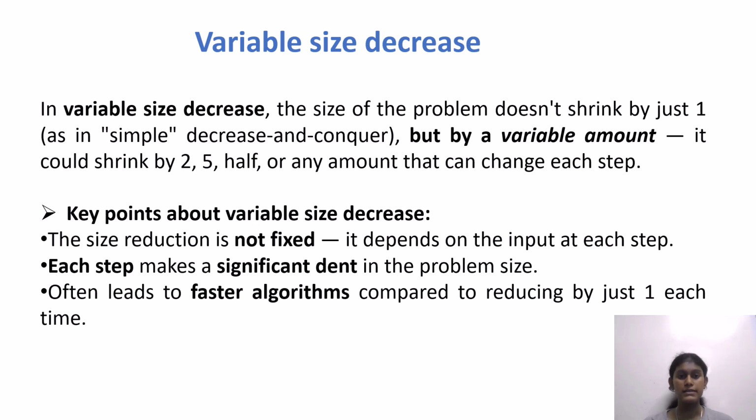In variable size decrease, the size of the problem doesn't shrink by just 1, but by a variable amount. It could shrink by 2, half or 5, any amount that can change at each step. Key points about variable size decrease. The size reduction is not fixed. It depends on the input at each step. Each step makes a significant dent in the problem size. It often leads to faster algorithms compared to reducing by just one each time.